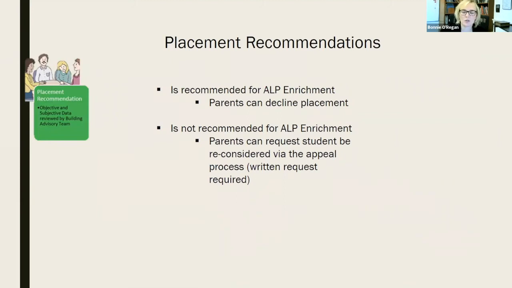Placement recommendations: students will be recommended for ALP enrichment. You can always say, no thanks, not at this time. I don't want them pulled out into a separate room for pull-out enrichment. If students are not recommended for the pull-out enrichment, you can ask for them to be reconsidered versus the appeal process. I'll be going over that when we talk about the placement phase in depth.